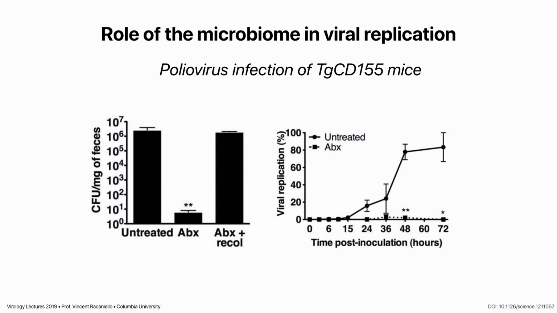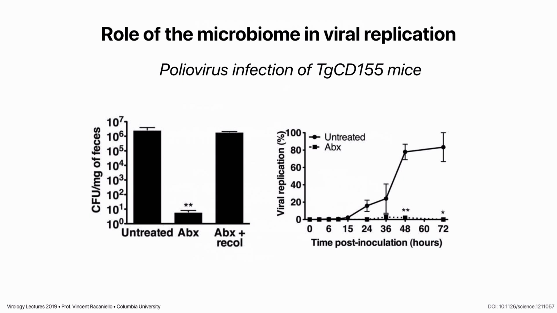If you give these mice antibiotics and deplete their gut microbiome, you can see on the left, so we're taking their feces and measuring colony-forming units of bacteria. And untreated mice have lots of bacteria in their feces. Antibiotic-treated mice, ABX, you see the bacteria counts go way down. If you take those antibiotic-treated mice and feed them poliovirus, the virus does not replicate. Those are the squares here. The virus can't replicate without a microbiome.